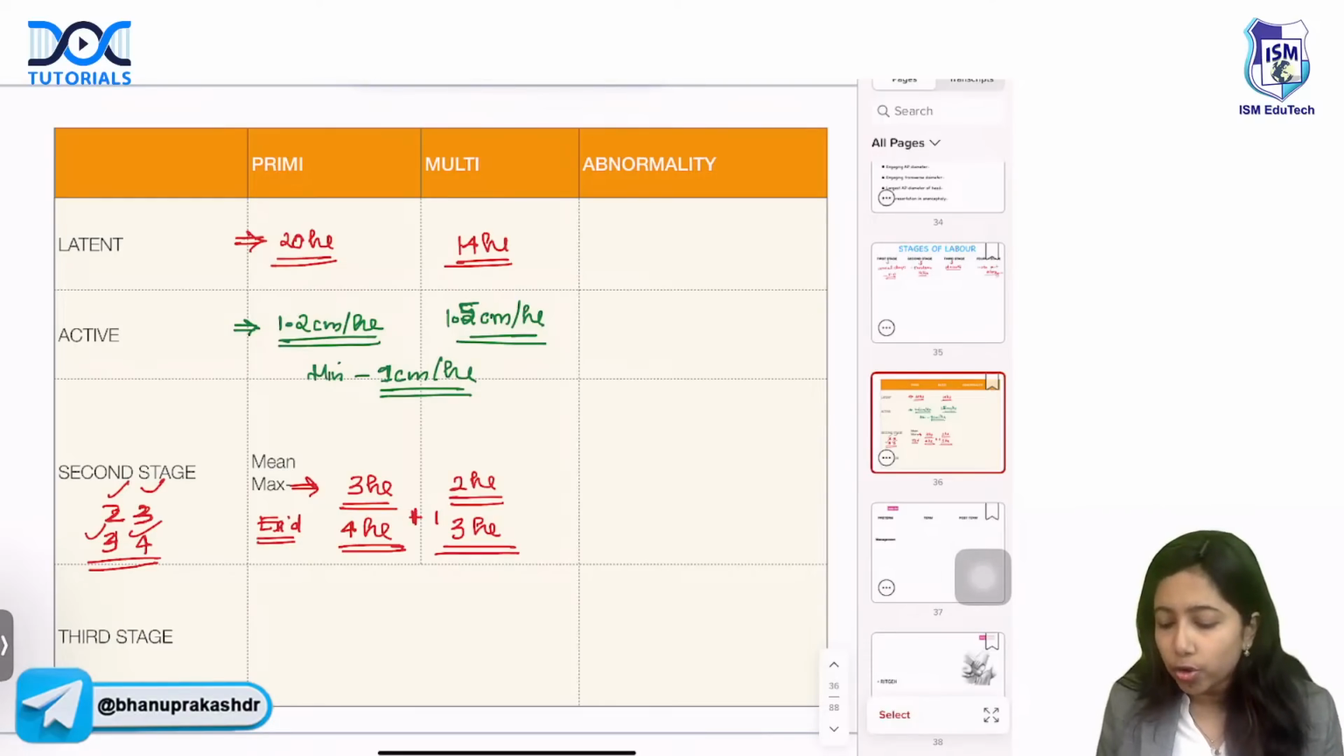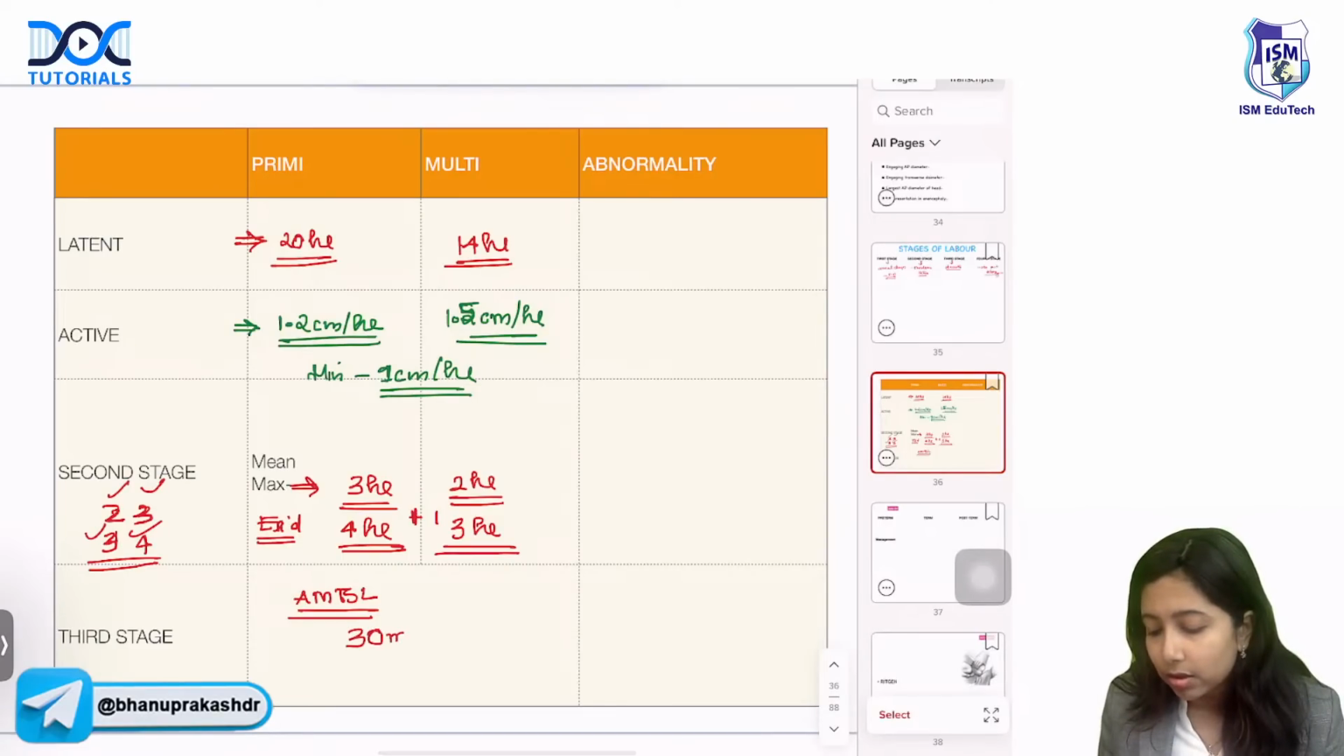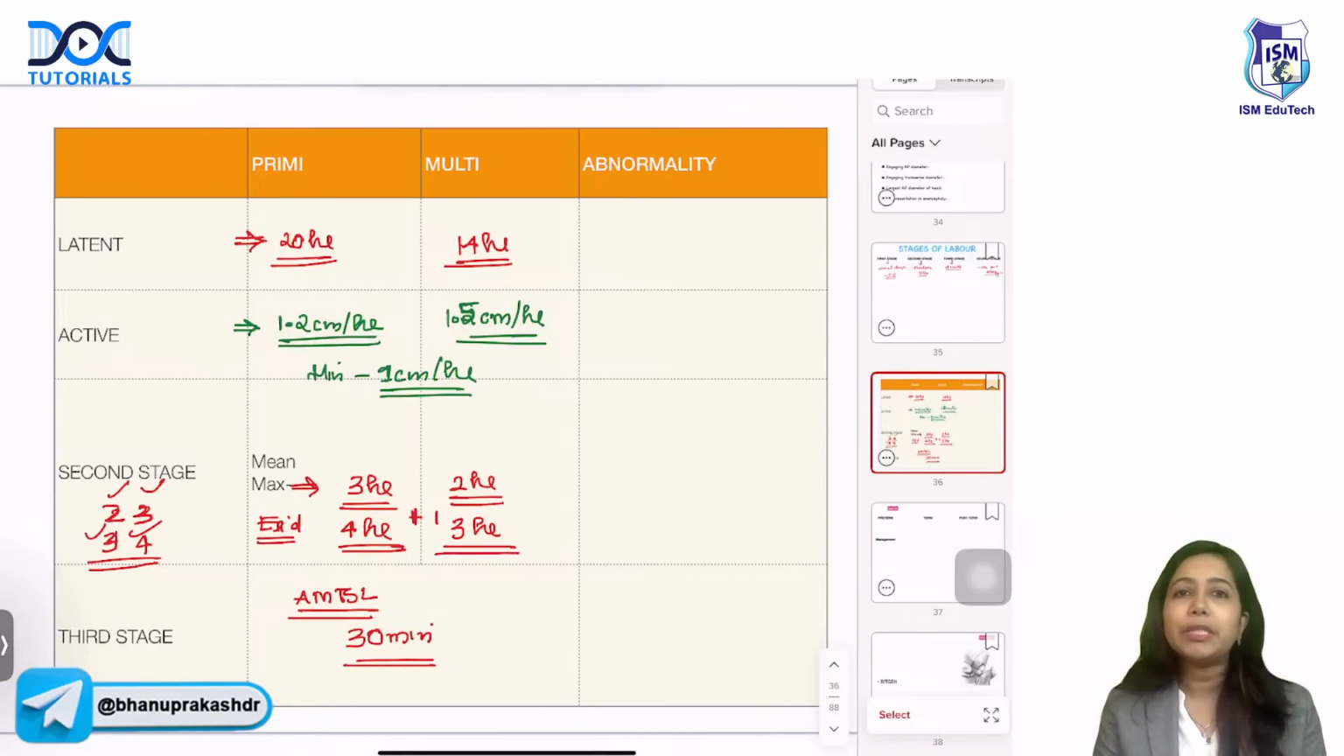In the third stage, usually what we do is active management of the third stage of labor. I'll teach you the active management of the third stage of labor. If we are practicing active management of the third stage, the placenta should be delivered within 30 minutes.